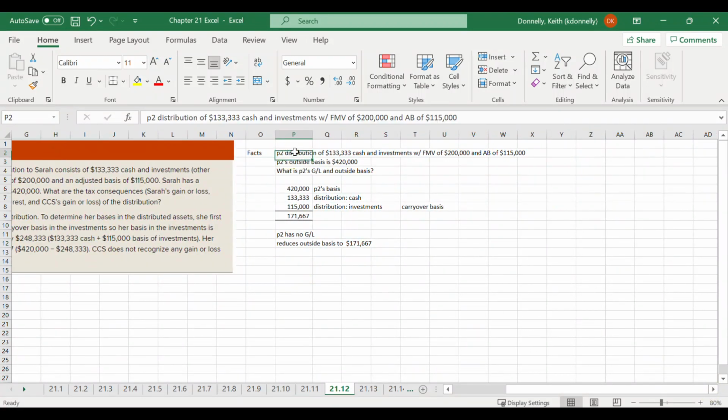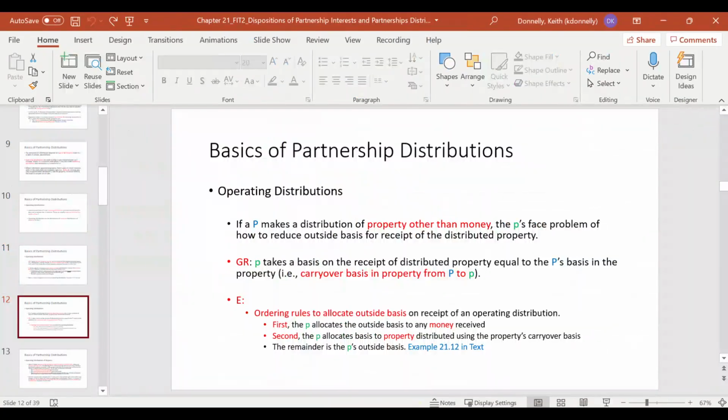Okay, so we have a distribution here of 133 of cash, and it looks like there was an investment with an inside basis of 115, right? So we have a 420 outside basis. The first thing, because we have money and property, when we reduce this, we first reduce it by the money, the 133, then we reduce it by the property, in this case the investments, using the carryover basis, the 115. That's going to get us to 171. No gain or loss here, just reducing our outside basis.